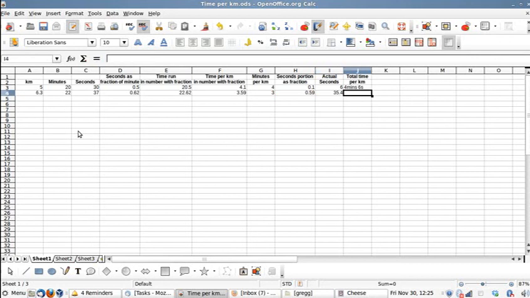So what we know is that we've run at 3 minutes and 35.4 seconds a kilometer. 3 minutes, and let's round down to 35 seconds. That's how fast we have run.